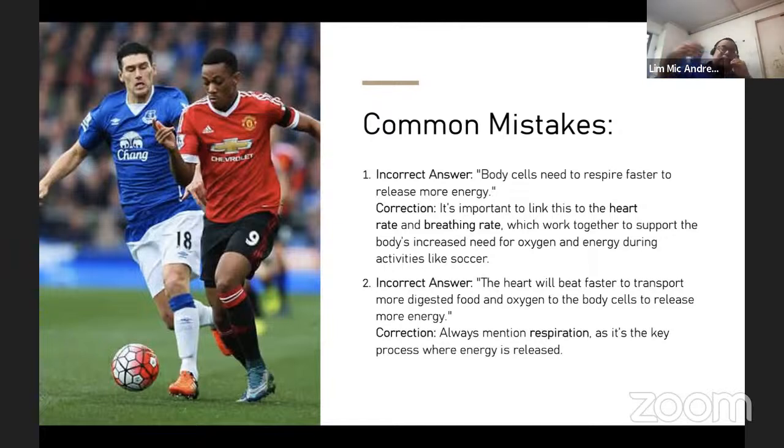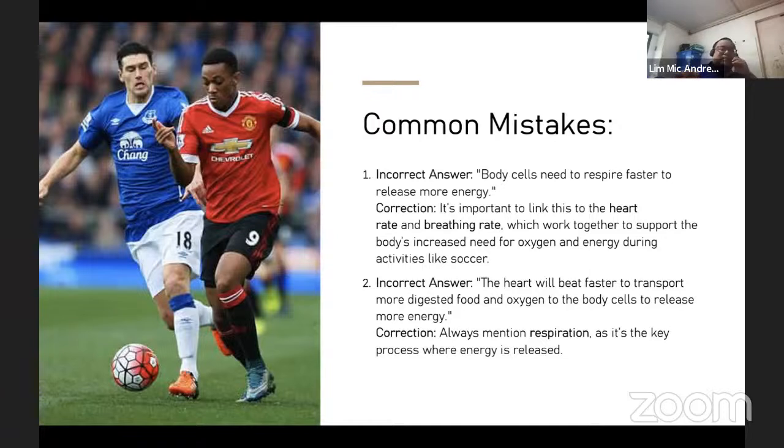All right. Next, some students will just say that the heart will beat faster to transport more digested food and oxygen to the body cells to release more energy. However, for 11-year-old and 12-year-old students, you have to mention the process called respiration. As I mentioned earlier, for 9-year-olds and 10-year-olds, P3 and P4 is all about knowing the basics. So if you answer the question on heartbeat and breathing rate with the heart will beat faster to transport more, you are correct at 9 and 10 years old. But for 11 and 12 years old, it's more about concepts and processes.